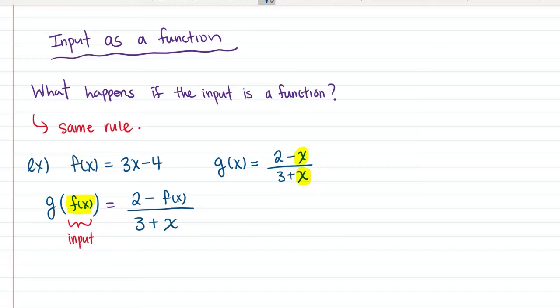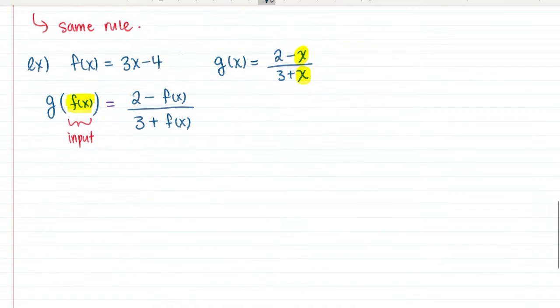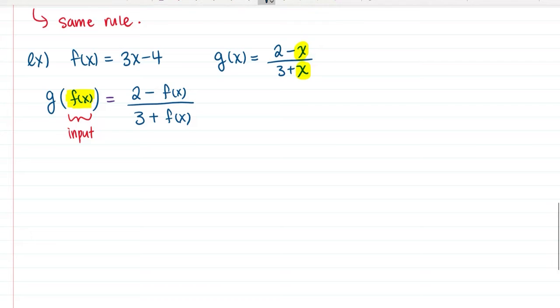Like that. Oh, going back. No, we're supposed to replace the x with the f of x. So this should be f of x. Okay. Once you have that, we're going to replace the f of x with the actual expression for f of x, which is 3x minus 4. So since we're using subtraction in the numerator, make sure you have a bracket after the subtraction sign here. So this is 2 minus bracket 3x minus 4.